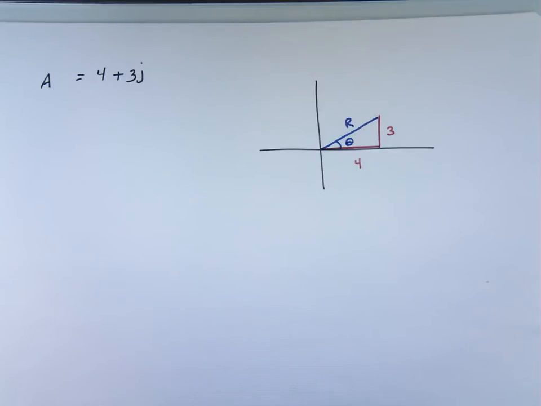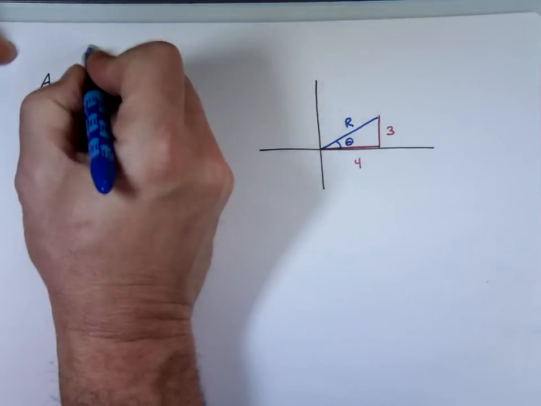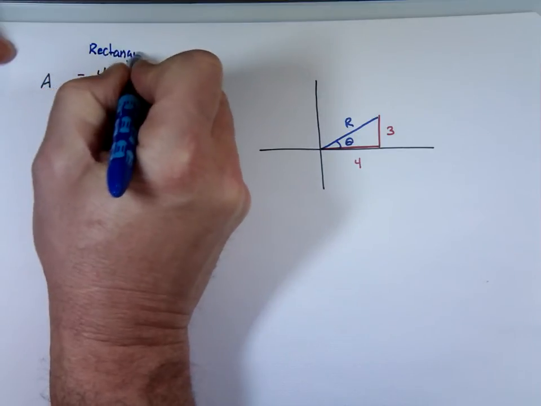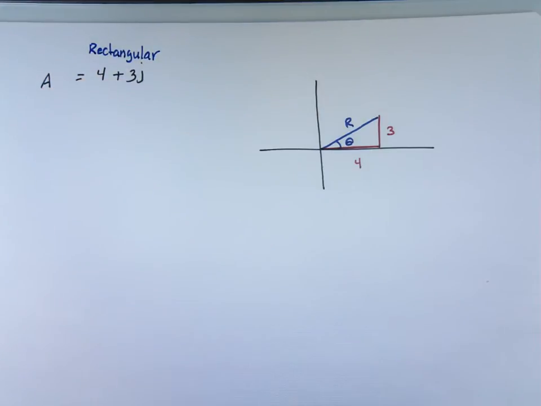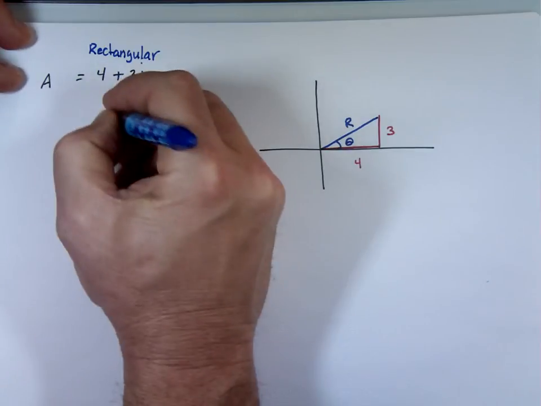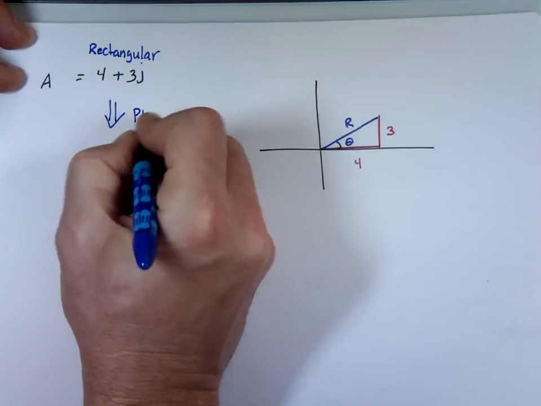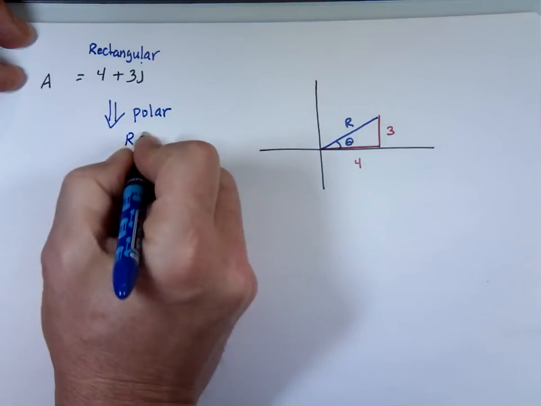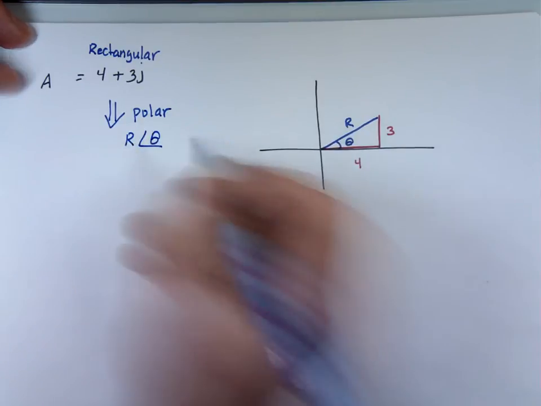So this here is called rectangular mode. How would I change it to polar? I want to take this and convert that to polar. I want to know what r is, and I need to know what theta is. Can you tell me what that is? That's what polar is.